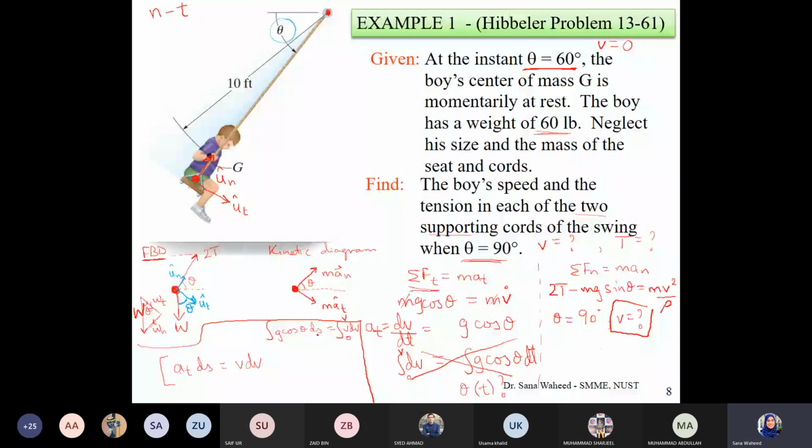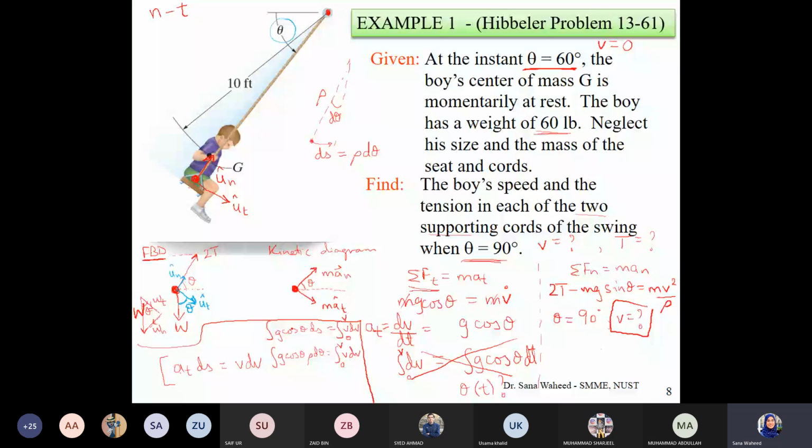So for example, what I'm saying is कि I know कि जब मेरा पहले particle इधर से let's say छोटा सा small angle की infinitesimal position change करता है, there's a d theta, then I know कि ये ds कैसे change हुआ है. This ds is just equal to rho d theta, which means I can write this down as g cos theta rho d theta, and on the right hand side integral of v dv going from 0 to v.